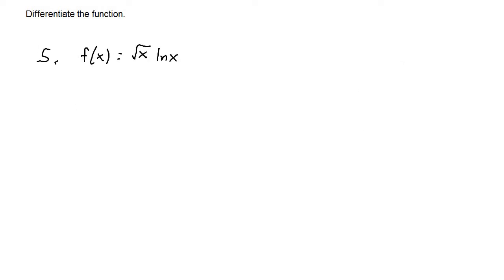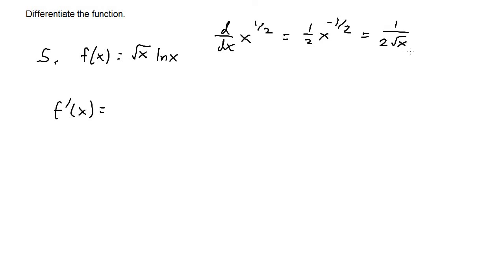Now for number 5, we have f of x equals the square root of x times ln of x. Because we do have two functions being multiplied to each other, we do have to use the product rule. So once again, when we use the product rule, f prime of x equals, we take the derivative of the first function. So derivative of square root of x, well, we can use the power rule here. We change square root of x to x to the 1/2. We bring the power down. So 1/2 x to the negative 1/2 because we subtract the power by 1. So that can also be written as 1 over 2 times the square root of x. So derivative of square root of x is 1 over 2 square root of x.